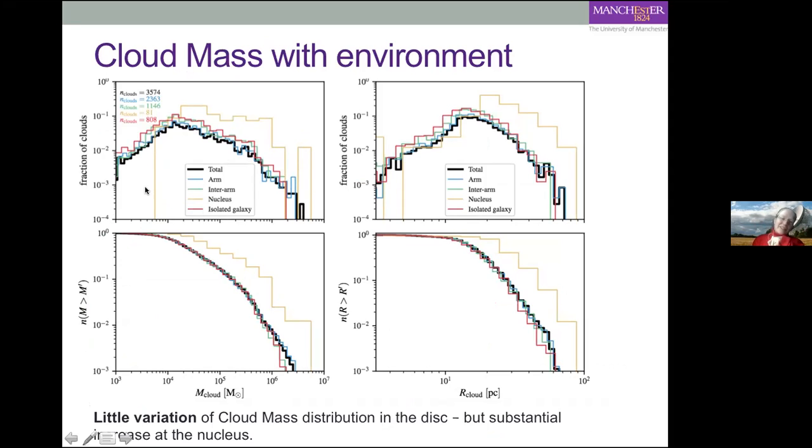What we found was that for the masses and the size of the clouds, it didn't really matter where in the disk they were. What the difference between the spiral arm and the interarm region was, was that you got more clouds there. They hadn't actually changed their size distribution, with one exception. And that exception was the galactic center in this model. And here, that's the yellow line.